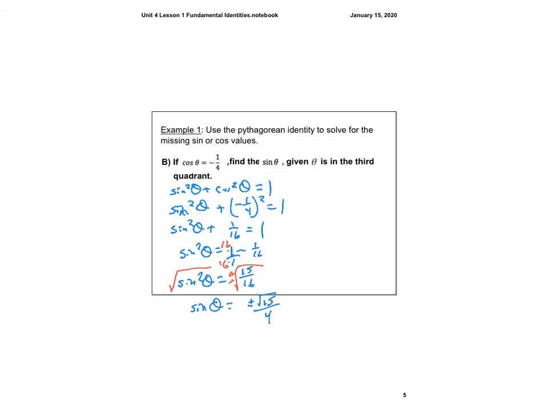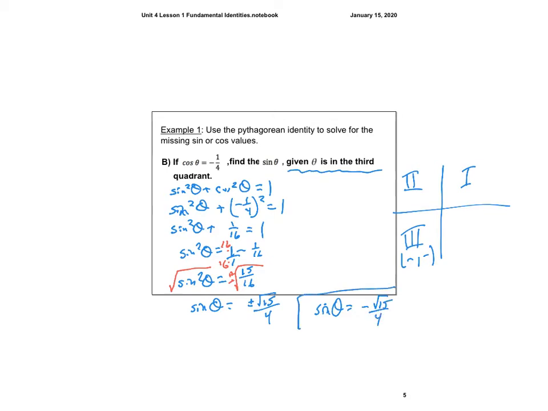All right, so now which quadrant are we in? It says in the problem up here, theta is in the third quadrant. So let's come over here and draw this out. This is quadrant 1, this is quadrant 2, this is quadrant 3. Down here in quadrant 3, it's a negative and then a negative. So since we're in quadrant 3, both sine and cosine are supposed to be negative. So the sine of theta is negative square root of 15 over 4.